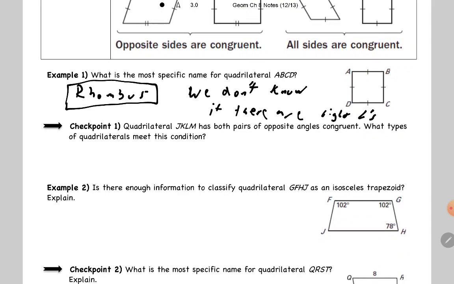Checkpoint 1. Quadrilateral JKLM has both pairs of opposite angles congruent. What types of quadrilaterals meet this condition? Any parallelogram.